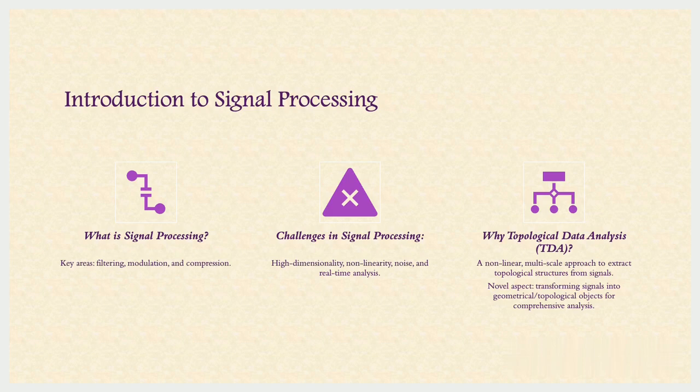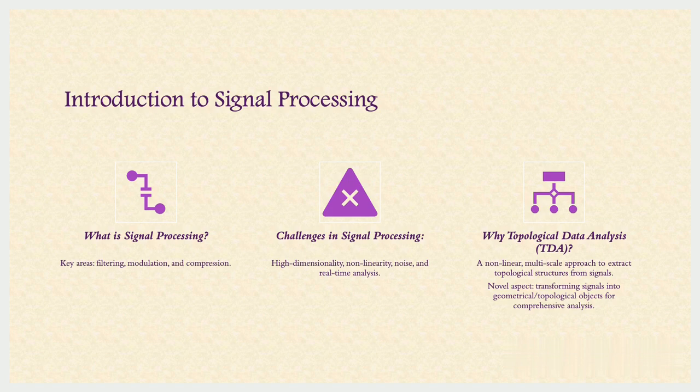It involves manipulating signals like sound, images, or sensor data to improve, compress, or analyze them. Some common tasks include filtering, modulation, and compression. However, signal processing is not without its challenges. Signals are often high dimensional and non-linear, which makes it difficult to analyze them, especially when there's a lot of noise or when they need to be processed in real time.